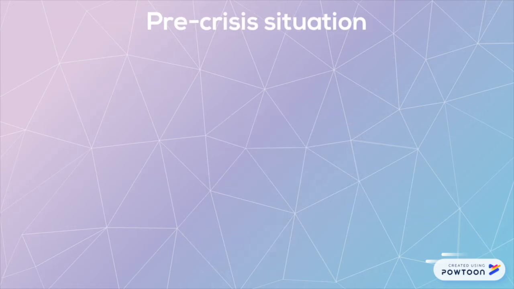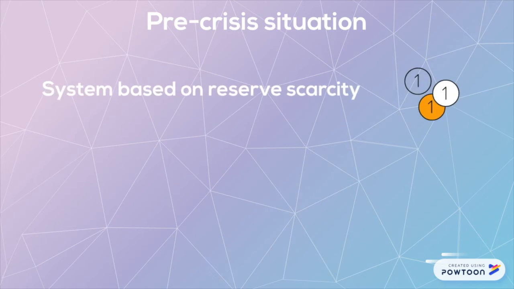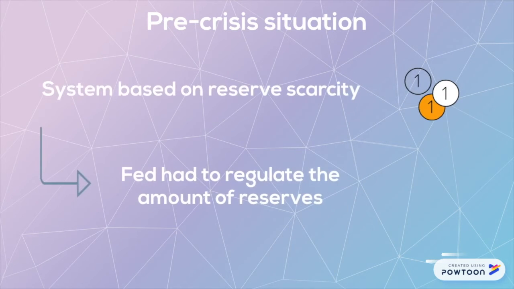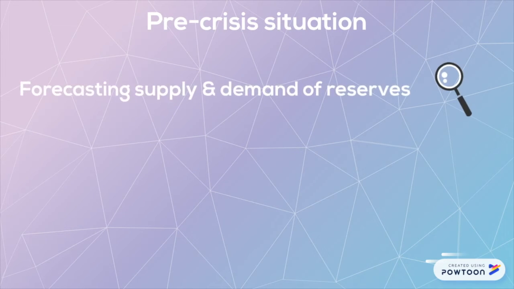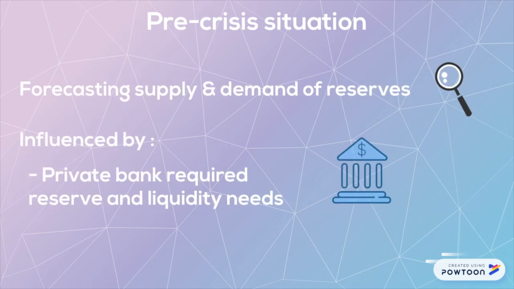The Fed pre-crisis regime relied on reserve scarcity, and the Fed needed to add or drain the appropriate amount of reserves in order to hit their Fed funds target rate. This regime relied on the Fed accurately forecasting supply and demand of reserves that were influenced by private bank required reserve and liquidity needs, as well as other autonomous factors that included currency in circulation, the Treasury General Account, and the foreign repo pool.